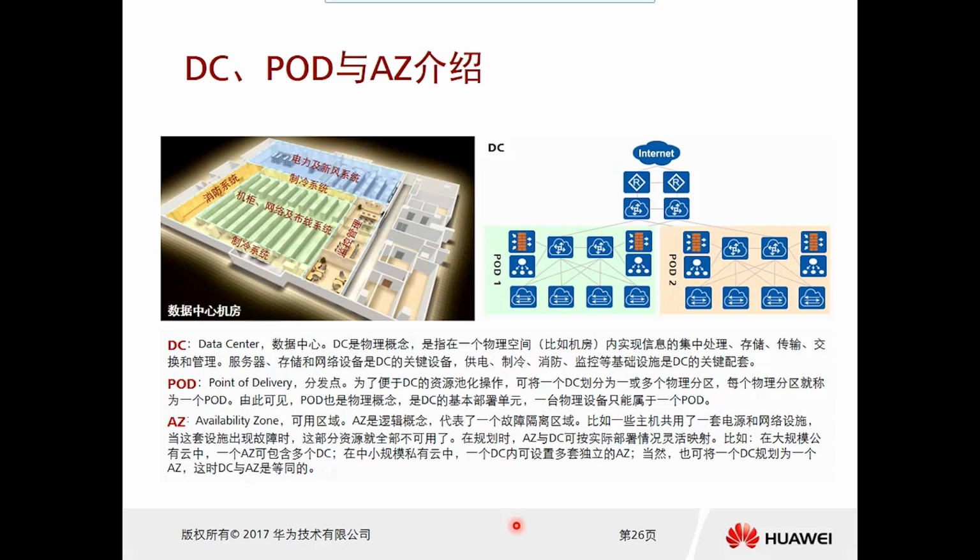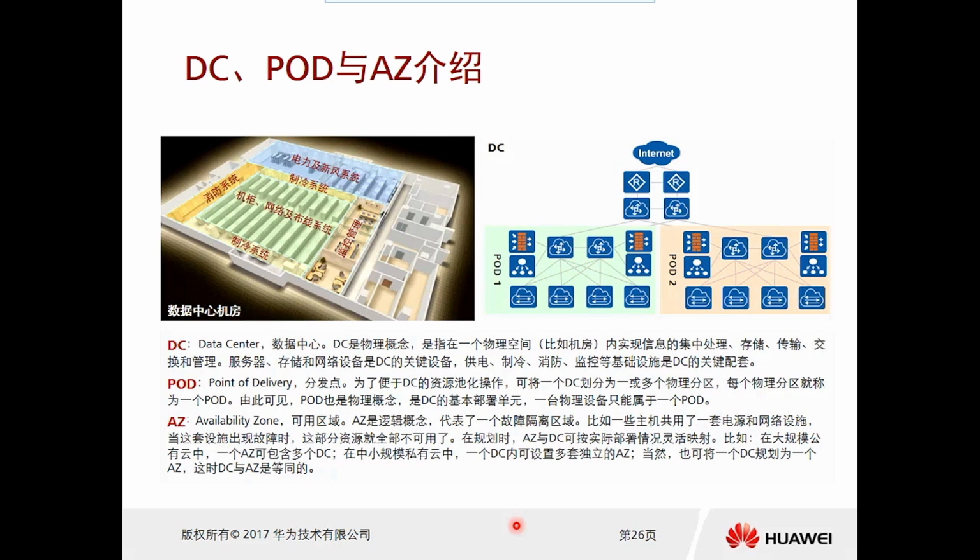So what is this pod? Pod is called point of delivery, or distribution point. How do we understand it? I propose what is the best suitable example. For example, my container modular data center. Do you understand it as the pod, right? Because this thing is included in my pod.